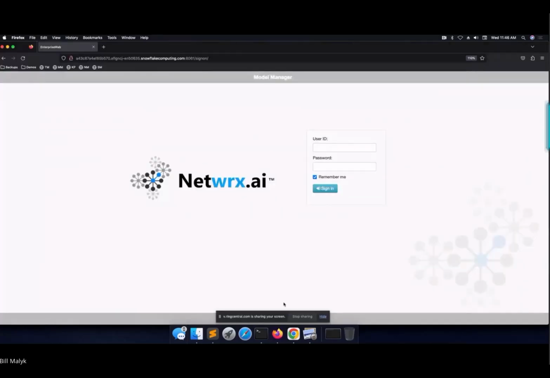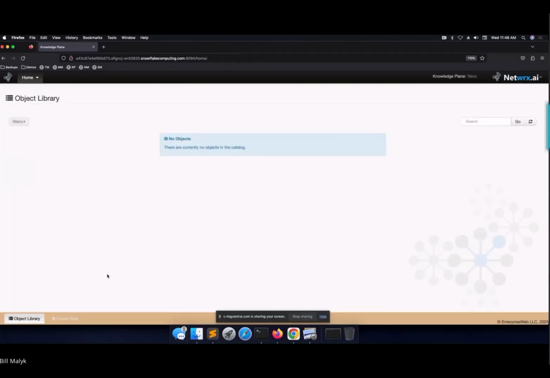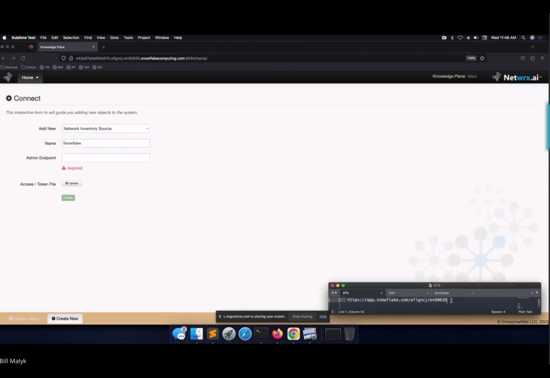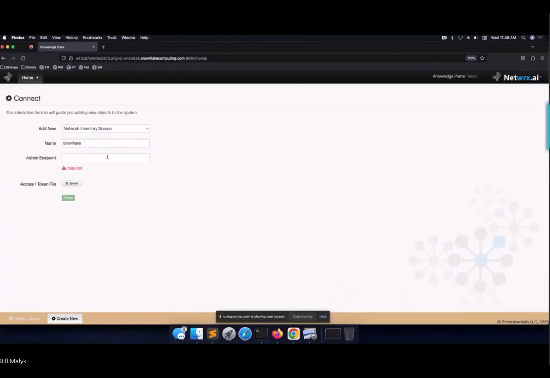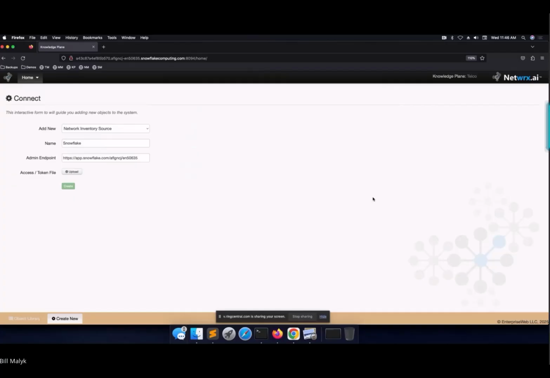So we're going to do that by logging into one of the EnterpriseWeb modules, our knowledge plane. And it's really just used for mapping sources effectively, right? So I can go into this module and I can walk through a simple model-driven wizard, basically, right? I can identify that I would like to connect to a network inventory, Snowflake. All I have to do is provide the details for connection, right? So Snowflake endpoint and any credentials I need to actually connect to that. So we've got an access token here.